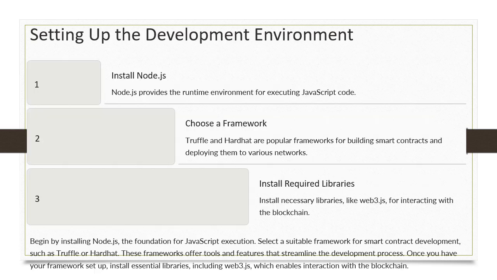To get started with developing an optimistic rollup application, you need to set up your development environment, beginning by installing Node.js, which provides a runtime environment for executing JavaScript code. Next, choose a framework like Truffle or Hardhat for building and deploying smart contracts. Install the necessary libraries and dependencies, and the web3.js library for interacting with the blockchain.